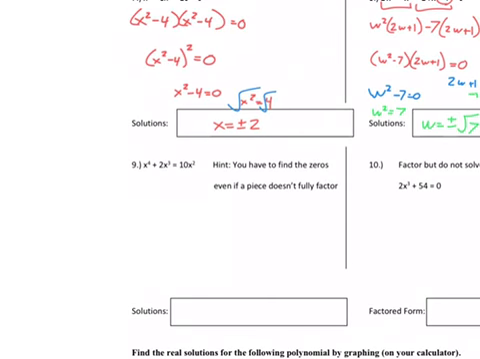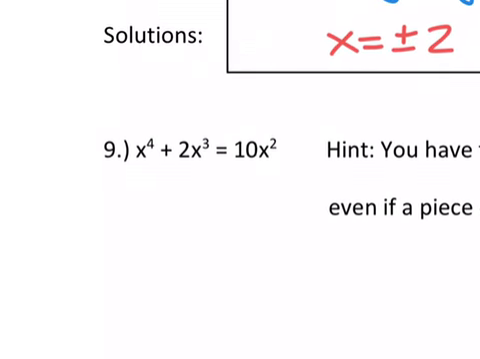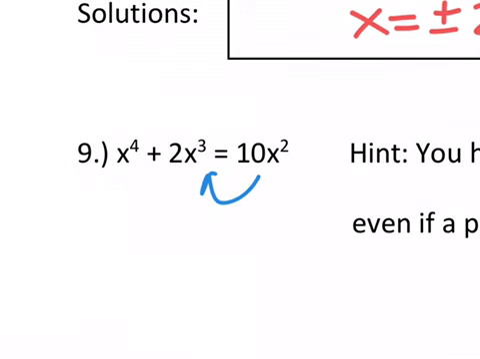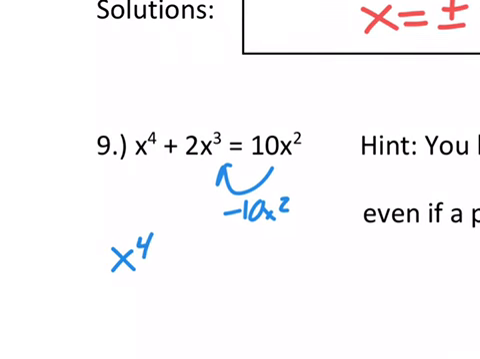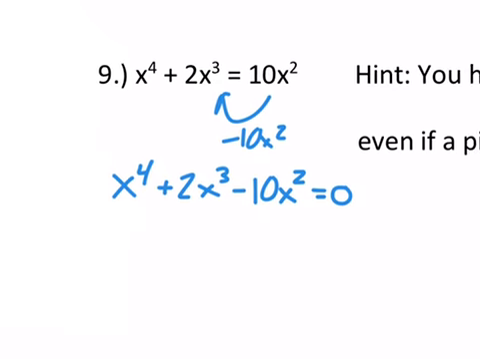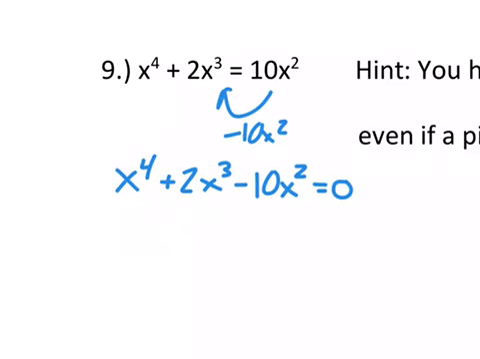Alright, so this one says, hint, you have to find the zeros even if a piece doesn't fully factor. So let's see what that's talking about. Well, one thing I'm going to need to do first is subtract this 10x from both sides to get it over here. So you have x to the 4th plus 2x cubed minus 10x squared is equal to 0. Got a GCF in there of x squared. And then we're left with x squared plus 2x minus 10.